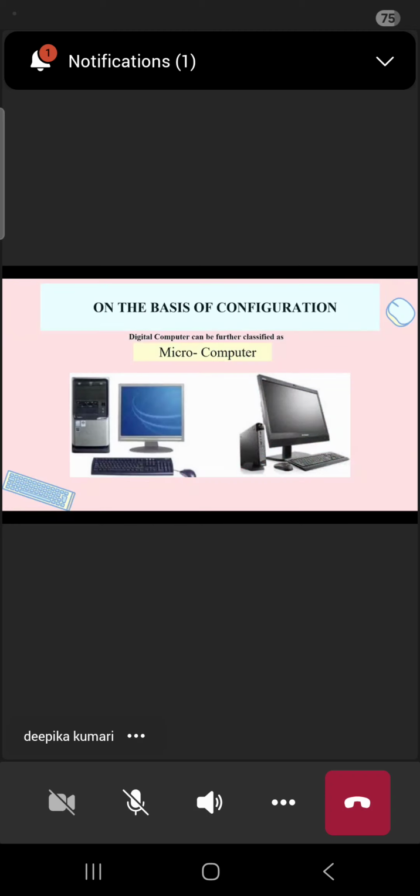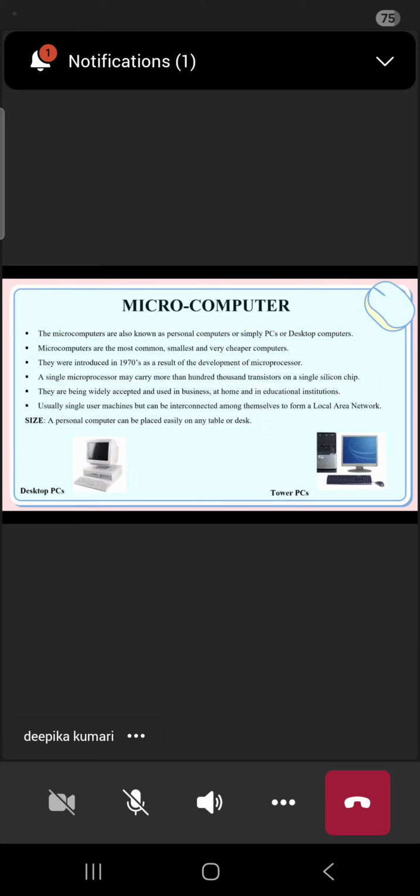So on the basis of configuration, the digital computers are further classified on the basis of size, that is the configuration. The first type of computer is microcomputer. It is also known as the personal computer. We know them by names like desktop PCs or tower PCs. These are the desktop computers, the most common, smallest and cheapest computers. They were introduced in the 1970s with the development of microprocessors, with 100,000 transistors on a single silicon chip. These types of computers are widely accepted in business, home, and educational institutions.